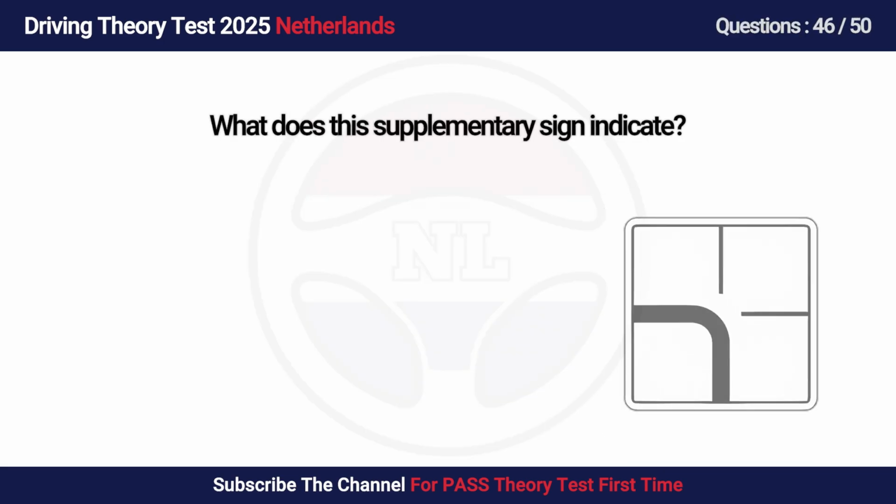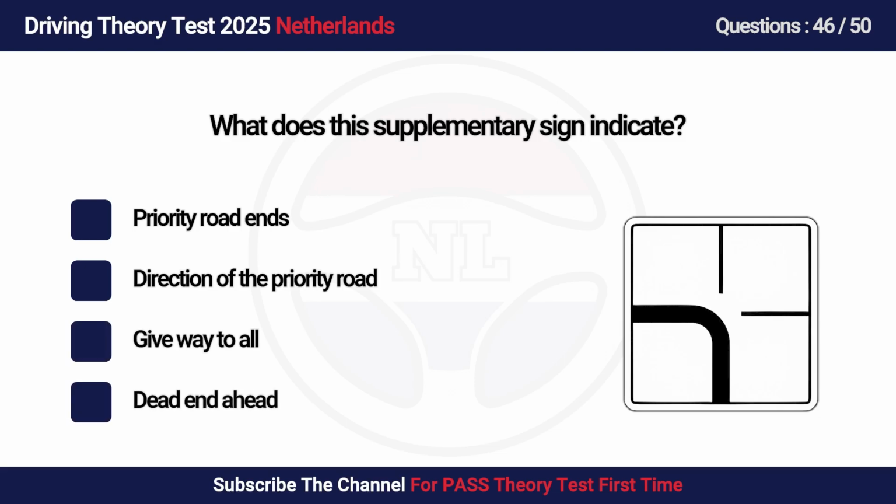Question 46. What does this supplementary sign indicate? A. Priority road ends. B. Direction of the priority road. C. Give way to all. D. Dead end ahead.